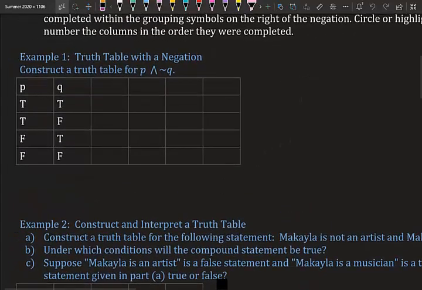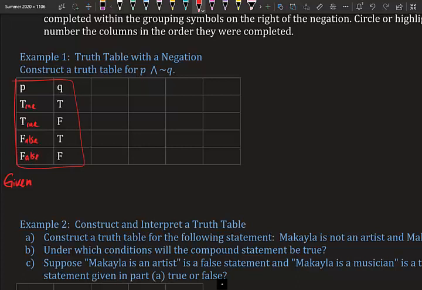All right, let's construct a truth table with a negation. All right, so we have our table. This part right here will always be given. Although it's a pattern, it's always TTFF, TF, TF. That means true, true, false, false, and same thing for the other side. So T means true, F means false.